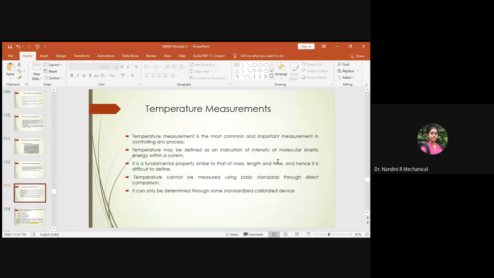Similarly, temperature is also one fundamental property, similar to other measured physical properties like mass, length, time, etc. But temperature cannot be measured using the basic standards through direct comparison, as we did for other static and dynamic characteristics measurements. So you can determine it only through some standardized calibrated device.